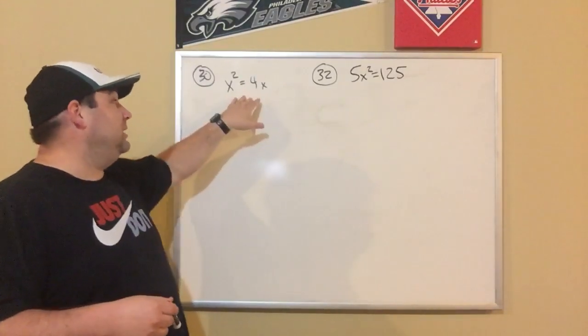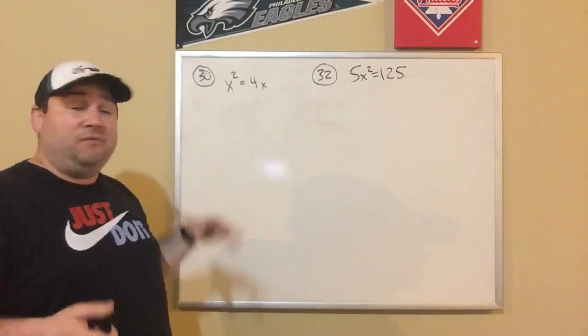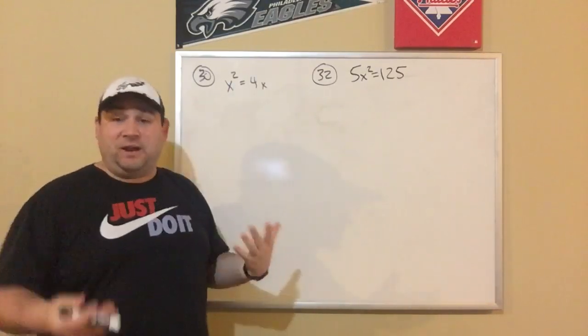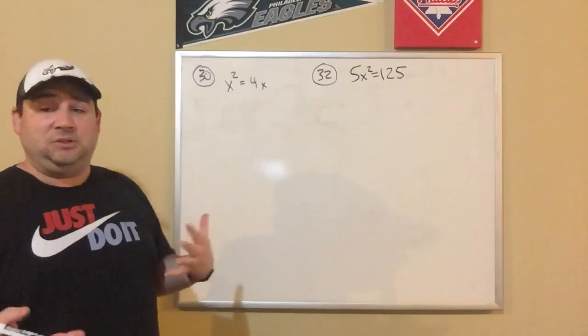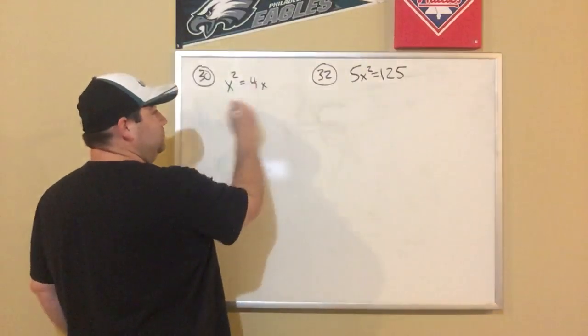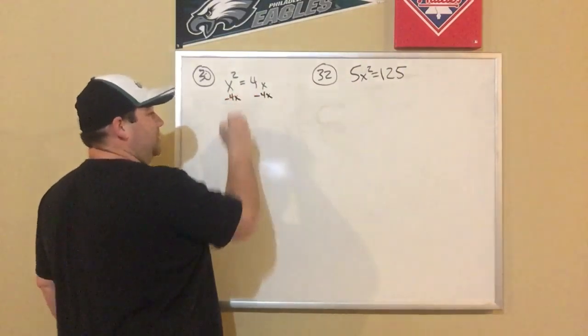So when you have a problem like this, you can see we got an x squared term, but we also have an x term. So we have a variable raised to the second power and then just a regular variable raised to the first power. Whenever you have an equation like this, first thing you need to do is make it equal 0. So what I'm going to do is I need to move this 4x to the other side. So I'm going to subtract 4x from both sides.